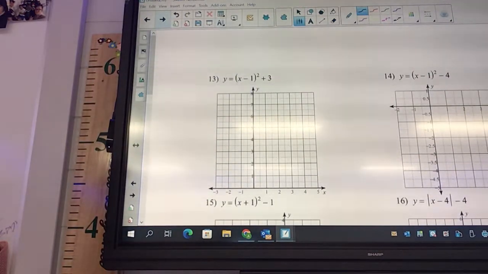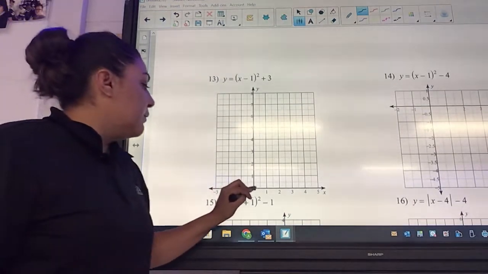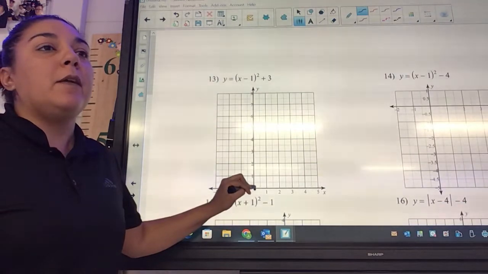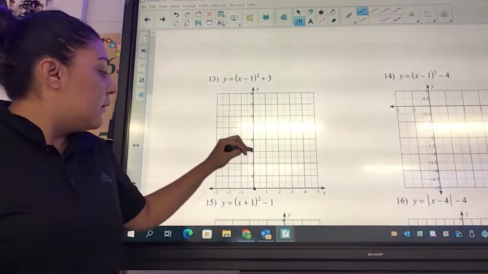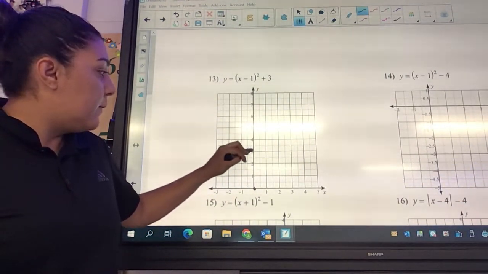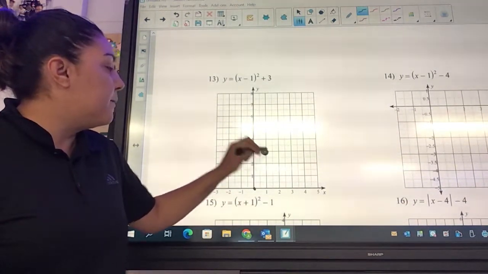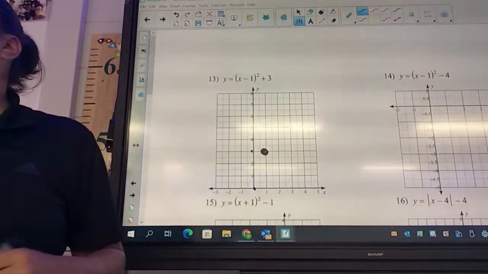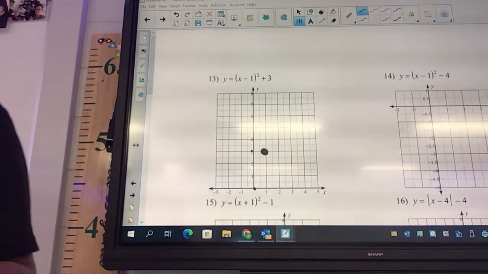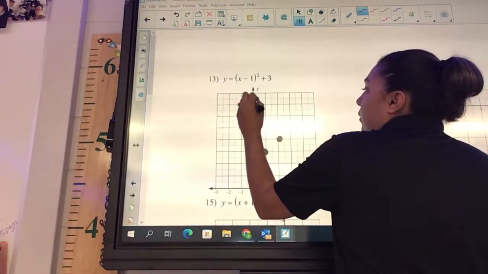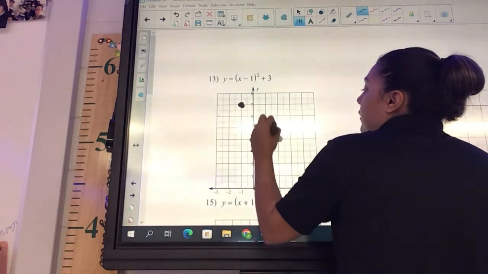13. U or a V? It's a U. What does the 3 do? Get on the same one as me if you're not. Up 3. Right 1. Does this open up or down? Up. What's our first slope? 1 over 1. And then 4 over 2. 1, 2, 3, 4. 1, 2.